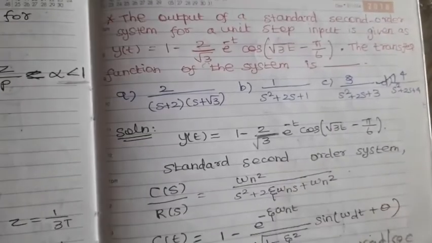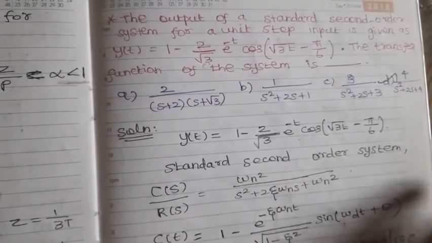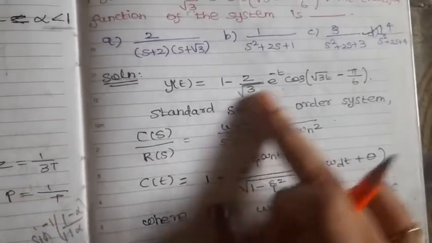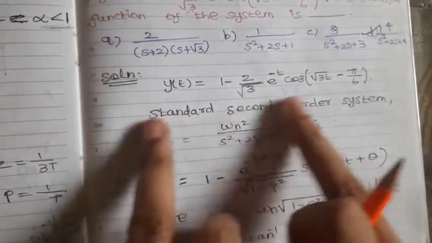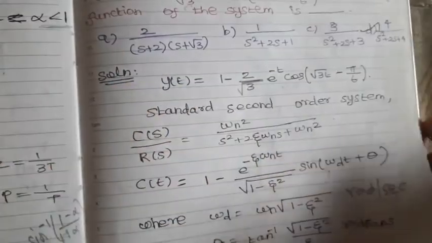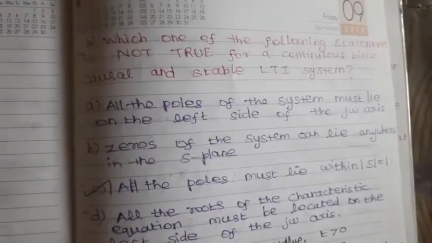In this problem, what do we need to know? We should know the standard expression of this c of t. Then only we will be able to solve the standard second order system transfer function. These two formulas we should know. Moving on to the next problem.